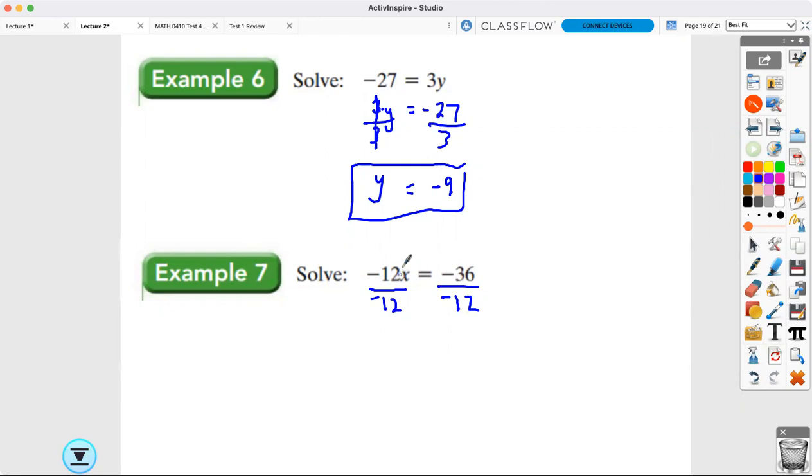Now, the reason why we're dividing is that whenever we have a number next to a letter, they're being multiplied. So negative 12x is the same thing as negative 12 times x, right? And the opposite of times is division. I just wanted to remind you of that fact, because I'm pretty sure I put it in your notes already in one of your other slides.